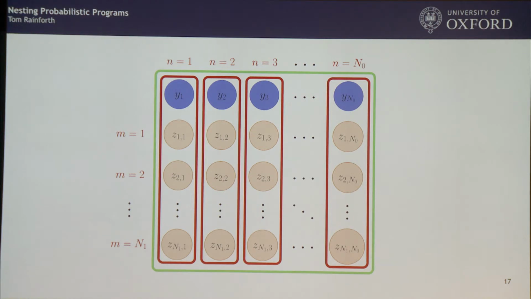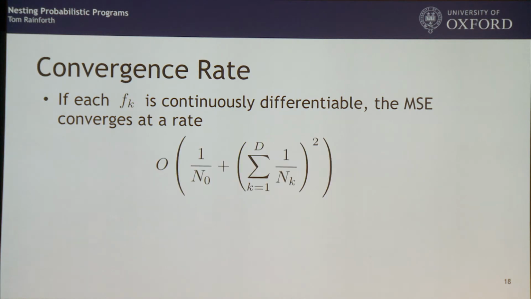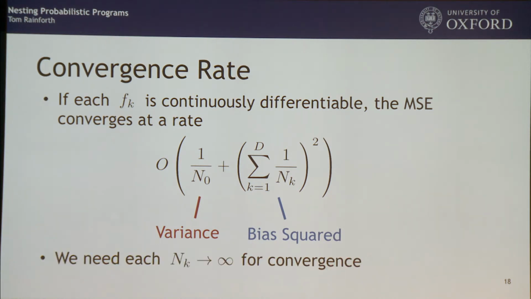What we're going to find is that we don't just need that volume to go to infinity. We need all of the dimensions to go to infinity for convergence. Or more formally, we can say if all of our fk are continuously differentiable, then the convergence rate is as follows. The convergence rate is order 1 over n0, 1 over the number of samples of the outermost query, plus the sum over 1 over the number of samples at each nested query. So each layer of the nested query has nk samples each time it's called, and we have the sum of those squared. So this is a variance, and so we see that the variance only depends on the number of samples in the outermost query, while the bias only depends on the number of samples in the inner queries. Critically, we see that each of these nk needs to go to infinity. So each time we call any query, we need to drive an increasing number of samples for that call if we want the thing to converge overall.